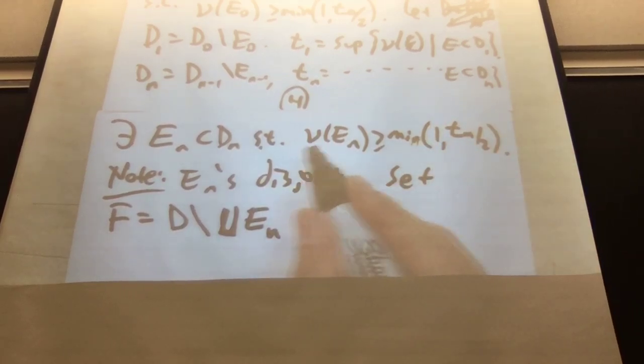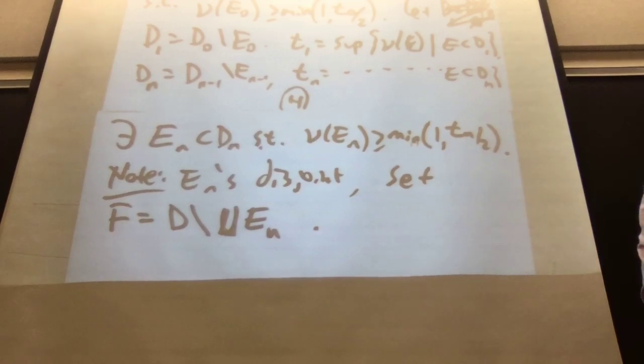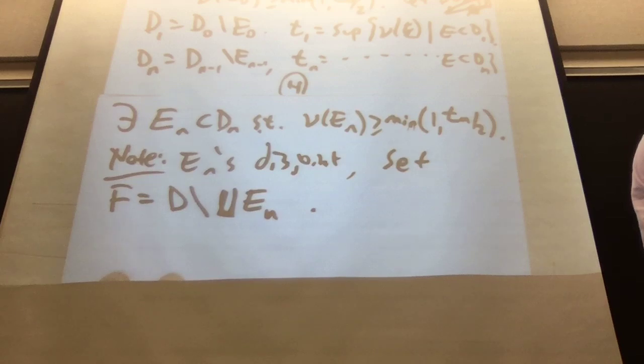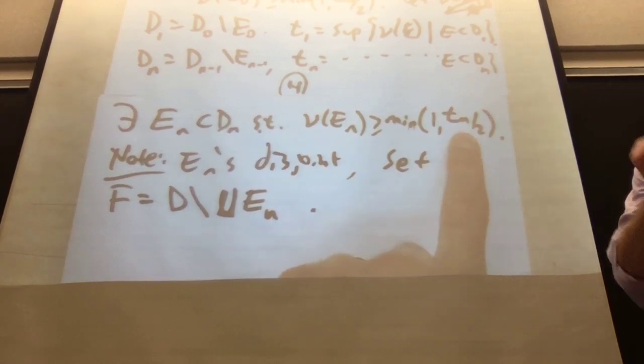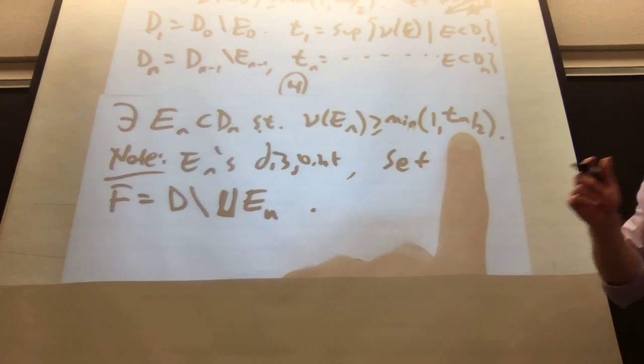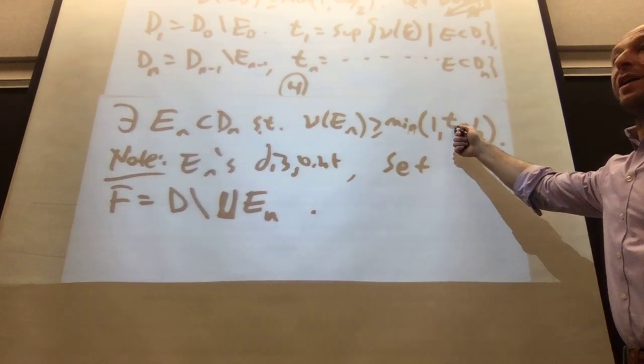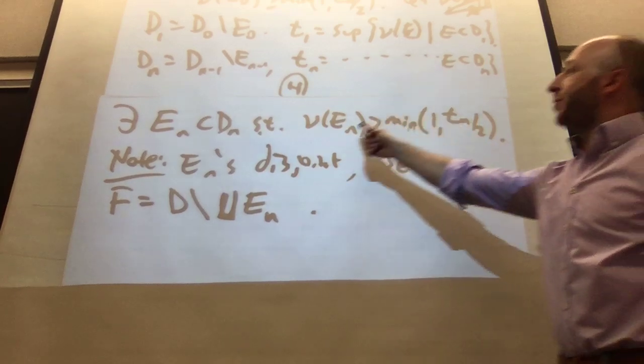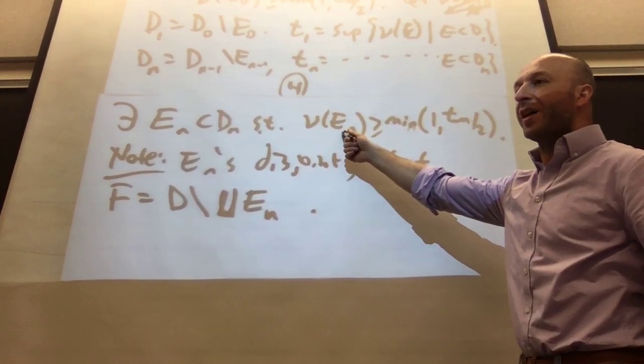All I really want is that nu of En is at least Tn over 2. There's really no good reason to put that minimum on. I'm just trying to not force. You see, no. Sorry, there is something to say here. If the sup is infinity, it could be that each of the sets has finite measure.